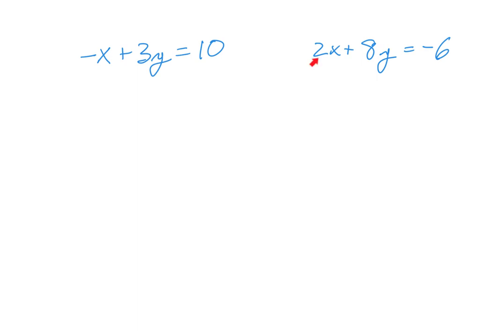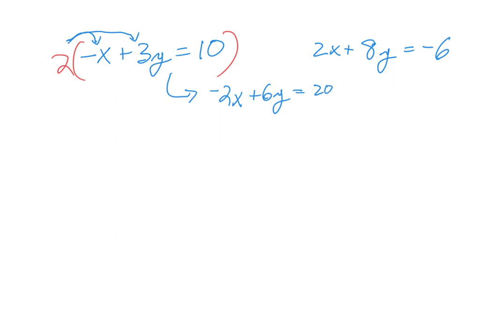And what I notice right away is this is a positive 2x, this is a negative 1x. So how can I make this a negative 2? I would do that by multiplying this whole equation by 2. And I can do that because whatever I do to one side of an equation, I do to the other side of the equation, that kind of thing. So I'm going to bring this one down first. And that would be then negative 2x plus 6y, right, distributive property there, and then equals 20, because that 2 has to multiply all the way to the last thing as well.